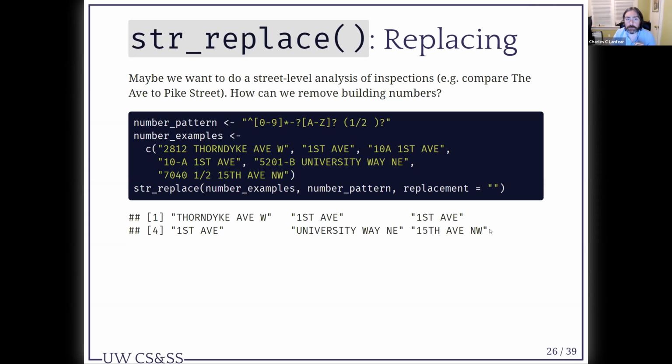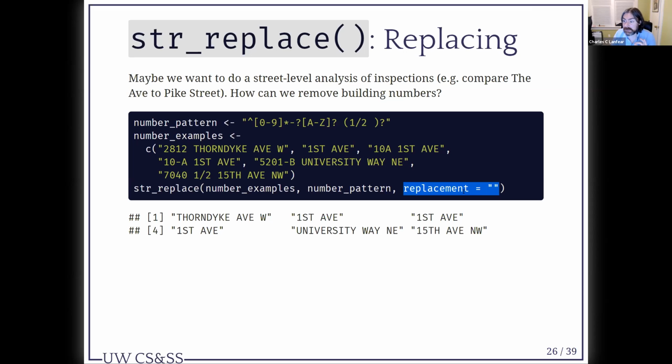And I'm doing this with this string replace. What string replace says is, give me the text, my number examples, run a regular expression on it. Anywhere you match that regular expression, replace it with something. In this case, I replaced it with a blank, thus deleting it. Okay, so this is a way to remove something you don't want from your string.